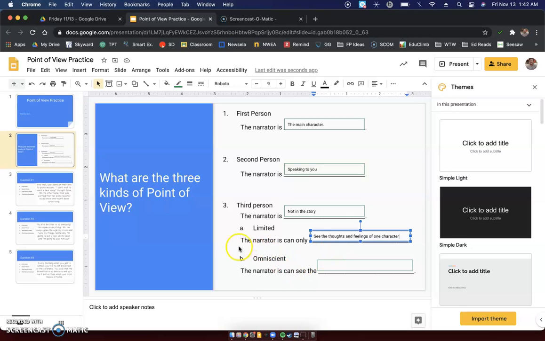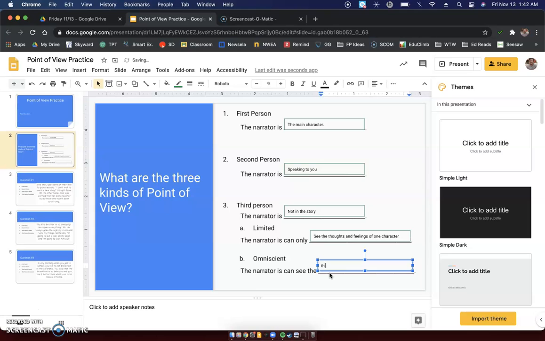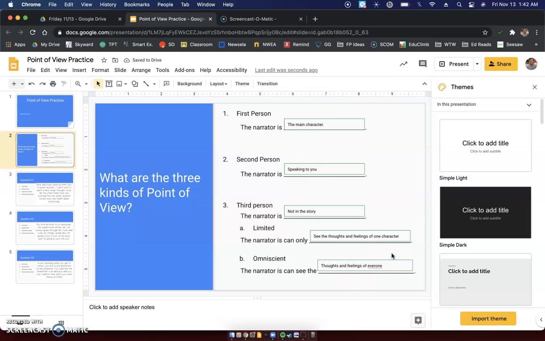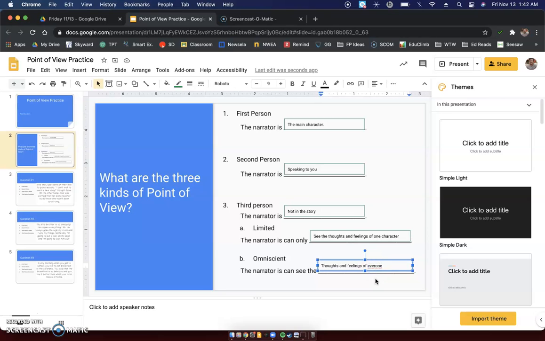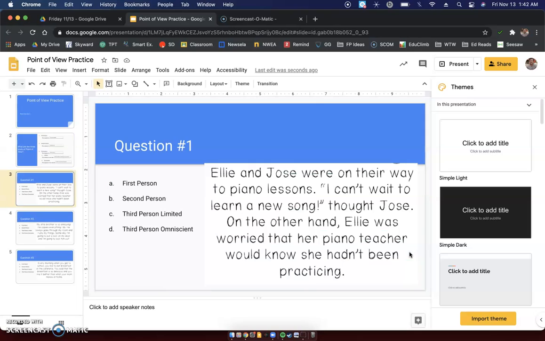Now omniscient is a little bit different. The narrator can see the thoughts and feelings of everyone. Oh my goodness, I did it again. In third person omniscient, the narrator is able to see inside the head of everyone in the story. The narrator can see the thoughts and feelings of everyone. That is omniscient. So now we're going to do some practice.